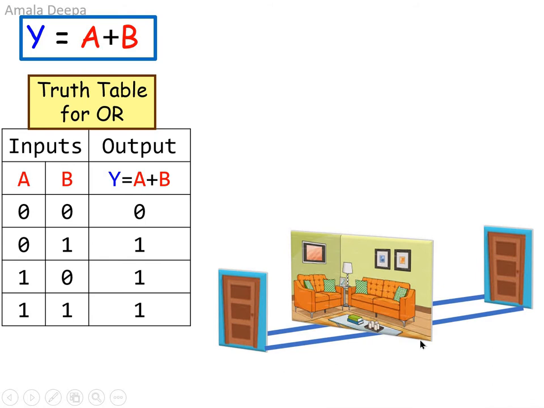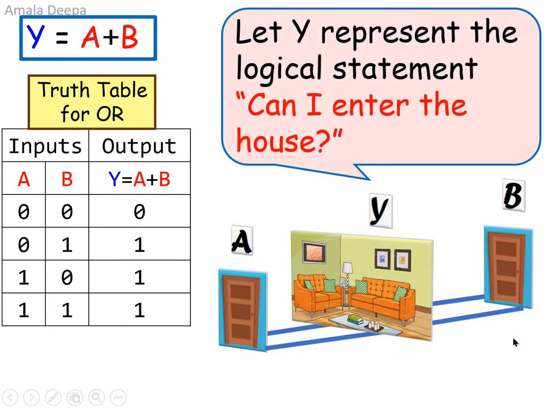Suppose there are two doors to enter this house. One is a front door and another is a back door. Let A represent the front door and the back door be B. Let Y represent the logical statement, can I enter the house? Now door A is closed and door B is also closed. So A is 0, B is 0.